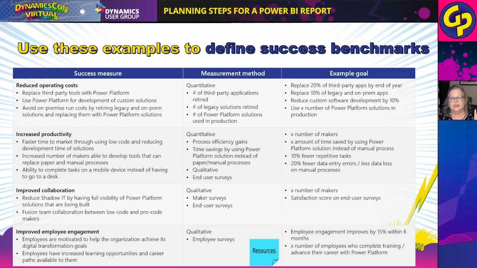Now, I'm not going to read all of this because you could download the deck and take a look at it. But they take the success measurement, and then they get a measurement method. Notice everything in the middle has a quantitative area, and then they have an example goal. Now, with this quantitative area, you could probably define some potential ROI, some return on investments for it.